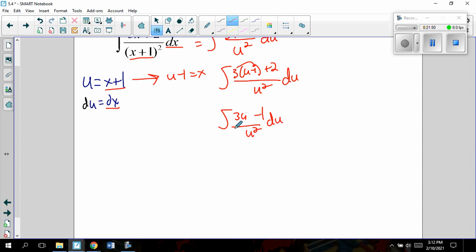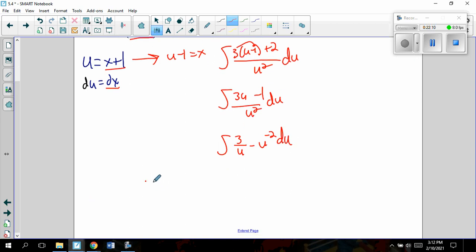I still cannot take an antiderivative, but what I can do now is break up and divide my top and my numerator's parts separately. So I would have 3 over u minus u to the negative second du. Okay, so now my antiderivative is 3 ln absolute value of u minus u to the negative 1 power, over negative 1, plus c.